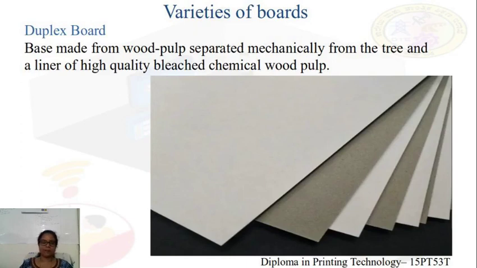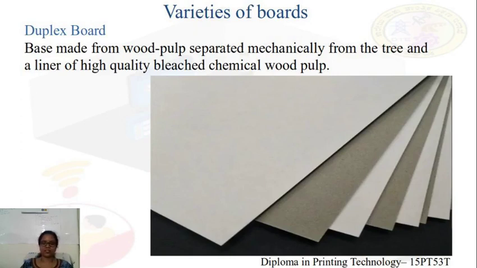When the bleaching operation is performed with the paper pulp, the pulp turns into white color, giving an even and smooth finish all over the surface of the board. Here there are two different sides for this duplex board. The name itself insists: duplex is two or double or dual.